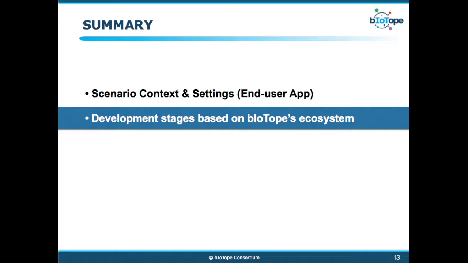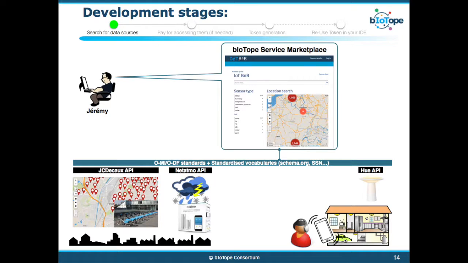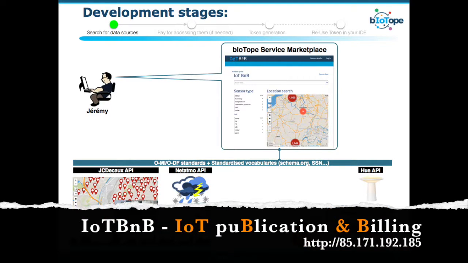For example, to find the OMI nodes on the service marketplace that publish relevant IoT data sources needed to develop his app. The bIoTope service marketplace that I am referring to and that benefits Jeremy when looking for specific IoT services, such as weather-related and bike-related data, is referred to as IoT BNB in bIoTope, which stands for IoT Publication and Bidding. This service marketplace is available at the following URL.